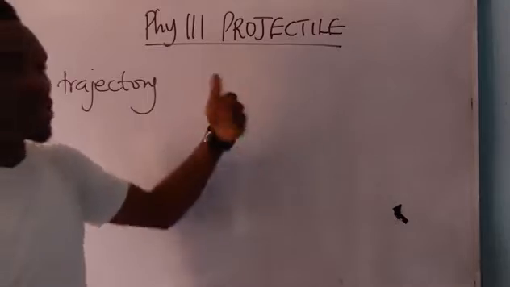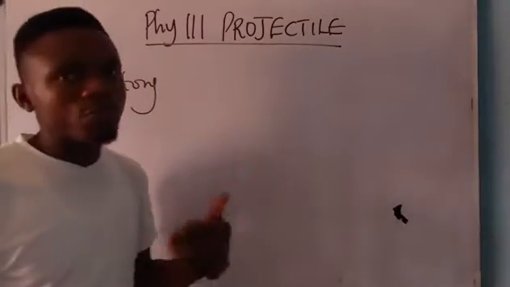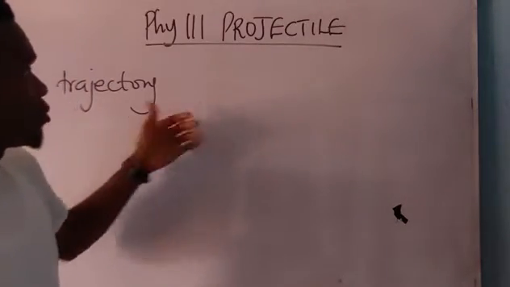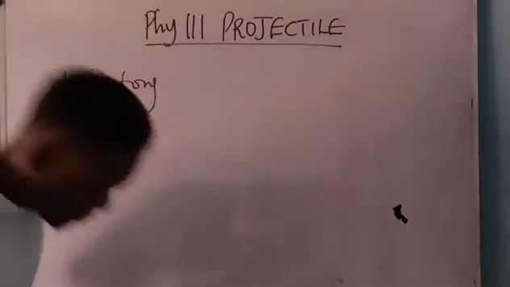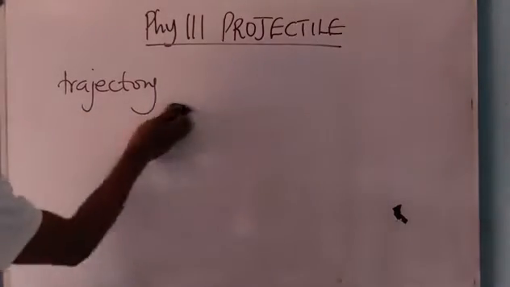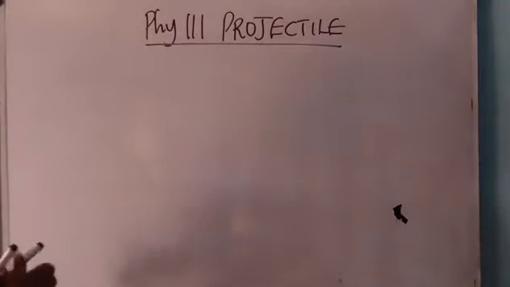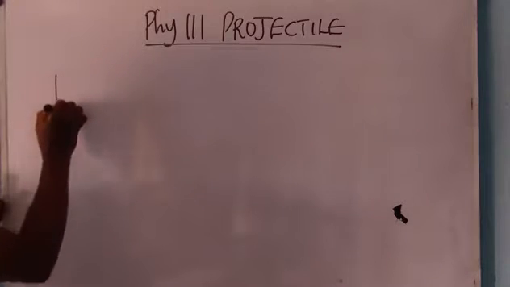A projectile is an object launched into the atmosphere which moves under the influence of gravity. The path it moves is called the trajectory, and it is parabolic in shape. Now there are different terms used in projectile motion, but before I go into that, let us analyze something.